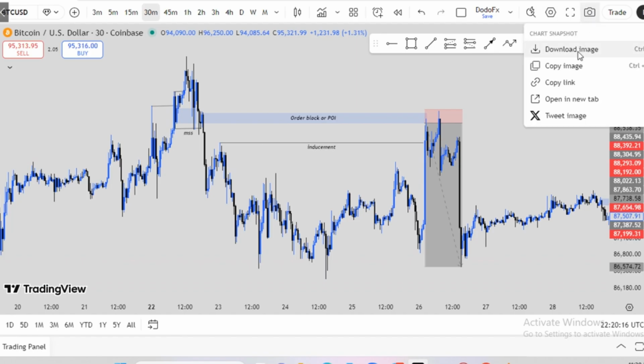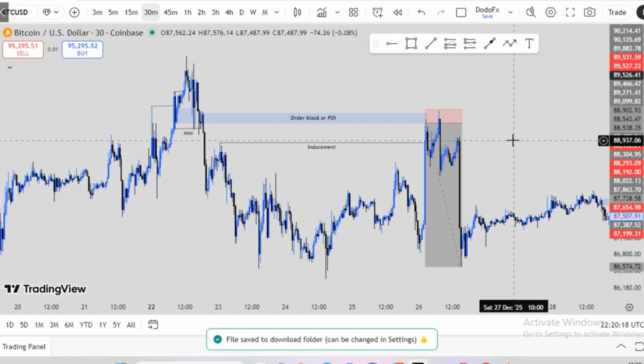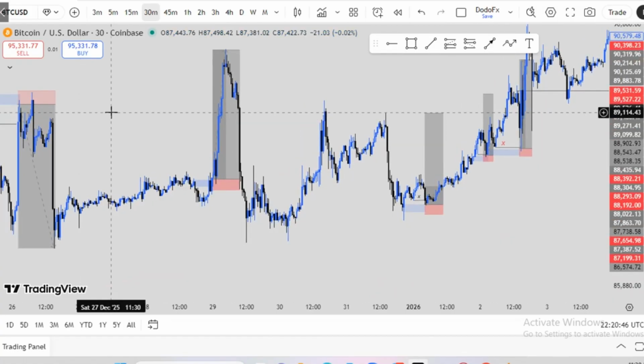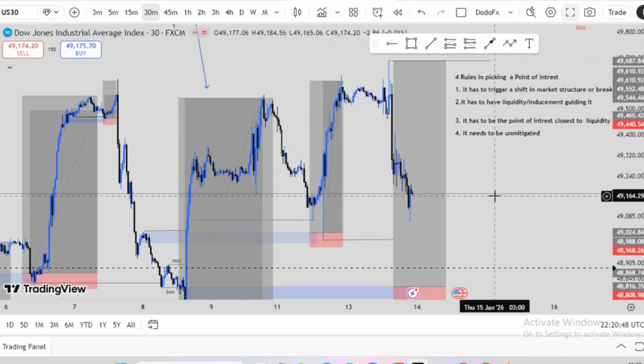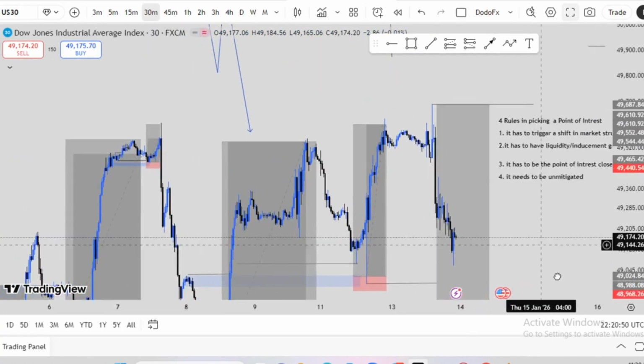That's it. So you first learn how to identify your market structure shift, and you learn how to identify your break of structure. Then you learn how to identify your inducement. After you learn how to identify your inducement, then you learn how to pick the correct point of interest, the correct order block or breaker block for your point of interest. It has to be the zone that is closest to your liquidity. Put that at the back of your mind, right? That's it.